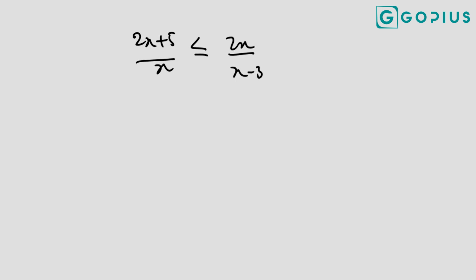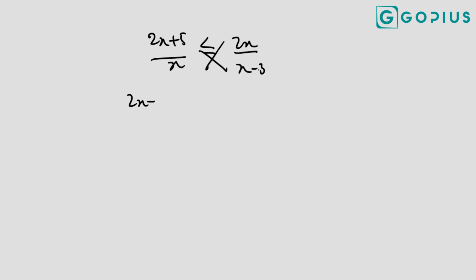Now if this were an equation with the equality sign, of course you are going to cross and multiply. So the same thing applies here. We cross and multiply, so we have 2x plus 5 multiplied with x minus 3, equals 2x multiplied with x. Now we can expand this bracket.